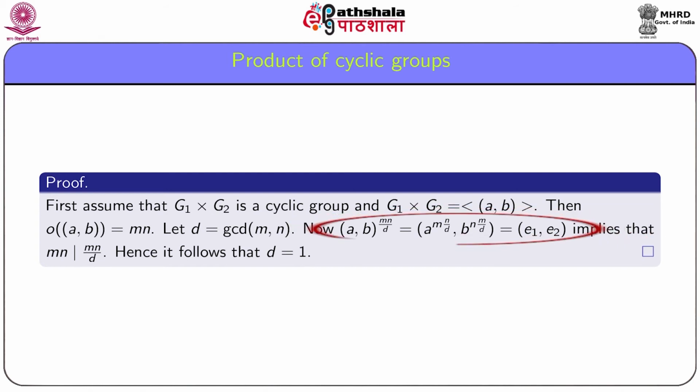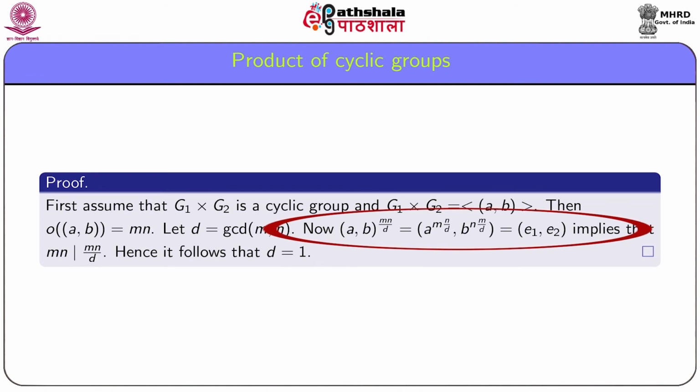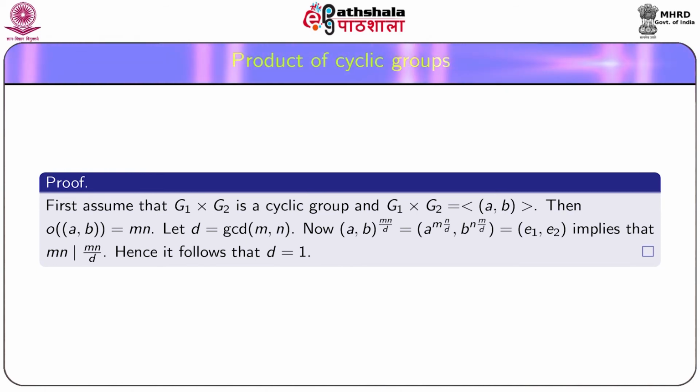Rewrite a to the power mn/d as (a to the power m) whole to the power n/d. Since d is the GCD of m and n, notice that n/d is an integer as well as m/d is also an integer. Thus, we get this is equal to (e1, e2), which implies that mn divides mn/d, but this is possible only when d equals 1. Thus, it follows that the integers m and n are relatively prime.